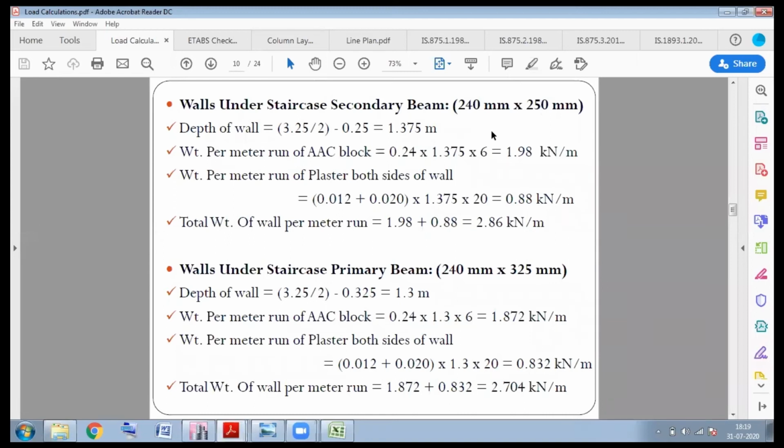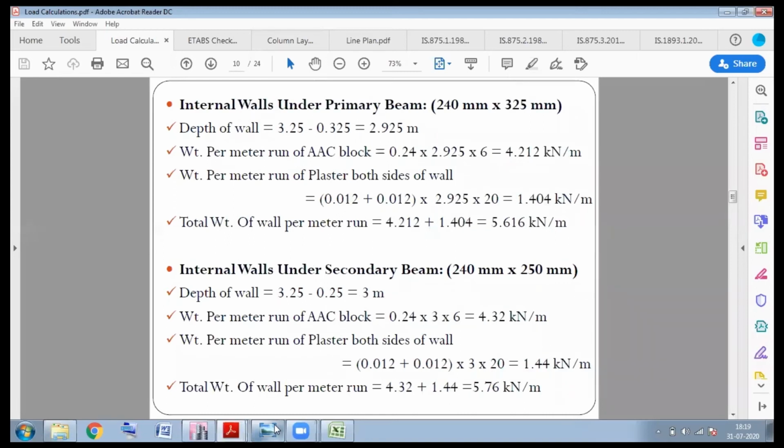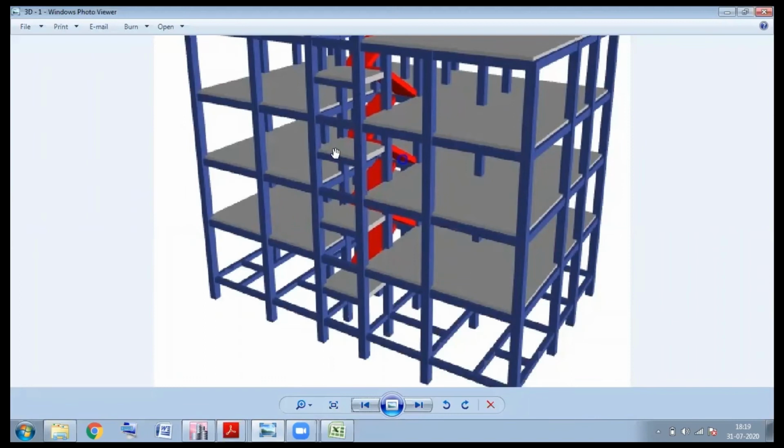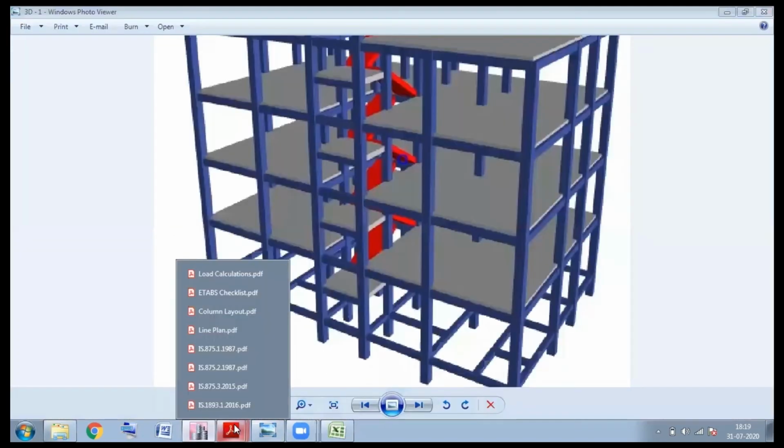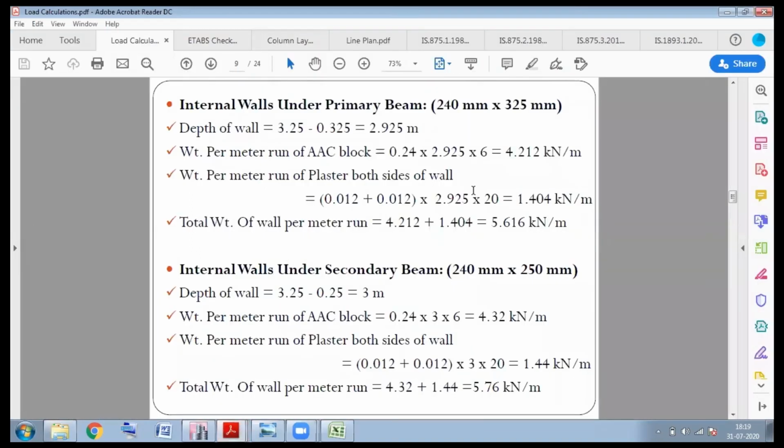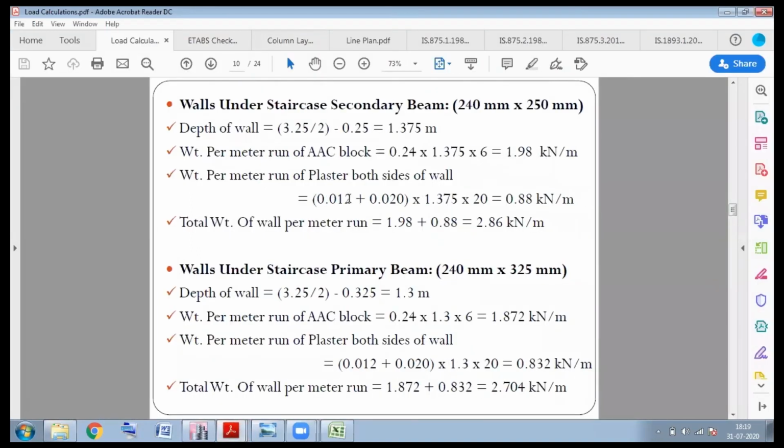So here this wall is constructed as an external wall. This is the external portion. So the internal thickness is 12 mm. The external thickness of plastering is 20 mm, into height of the wall into unit weight of the plaster, that is equal to 0.88 kilonewton per meter. Total weight of wall per meter run, so total 1.98 plus 0.88.